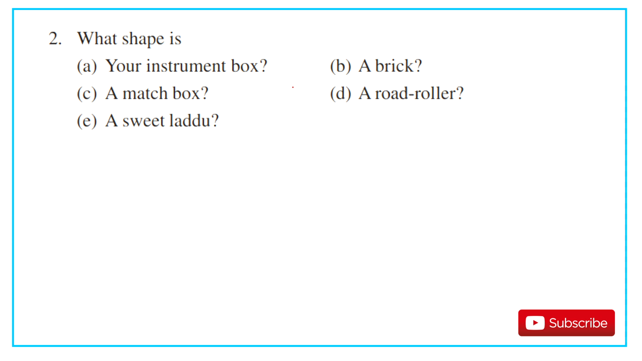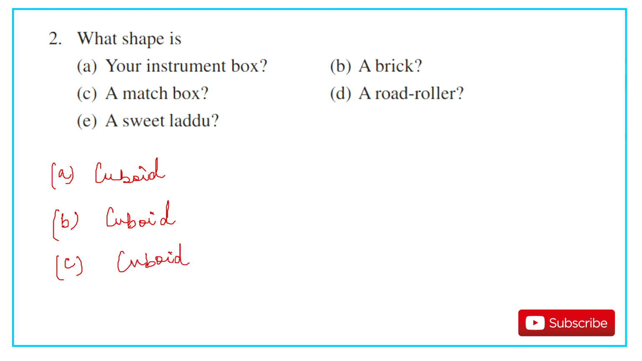What is the shape of an instrument box, a brick, a match box, a road roller and a sweet laddu? Let us all find it out. For the first one, if I talk about an instrument box, instrument box is the shape of a cuboid. Yes, if I talk about brick, brick is also cuboid. Okay, coming to the C part, matchbox, again it's a cuboid. अभी हमने लिखा था ना example matchbox का. Then we have road roller which is a cylinder and sweet laddu is a sphere.